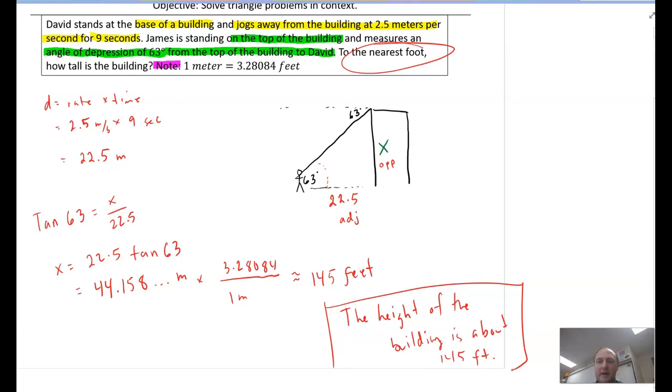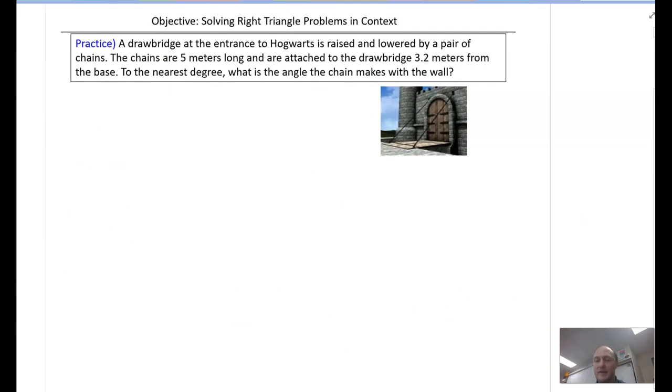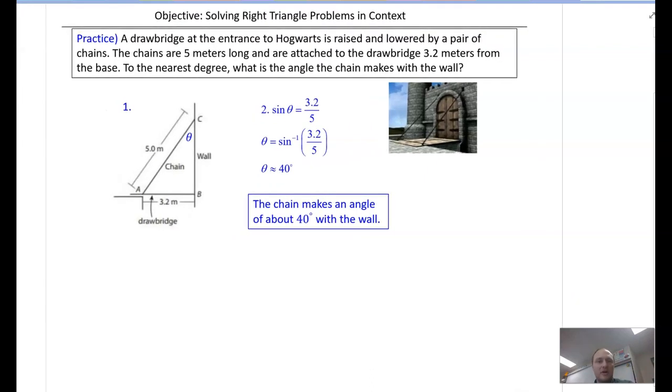Okay, I do have a practice problem for you here. I would like you to pause this video. I want you to try this. Give it a go on your whiteboards. See if you can get it. All right, hopefully you paused the video. Here is the solution. And pretty straight up.